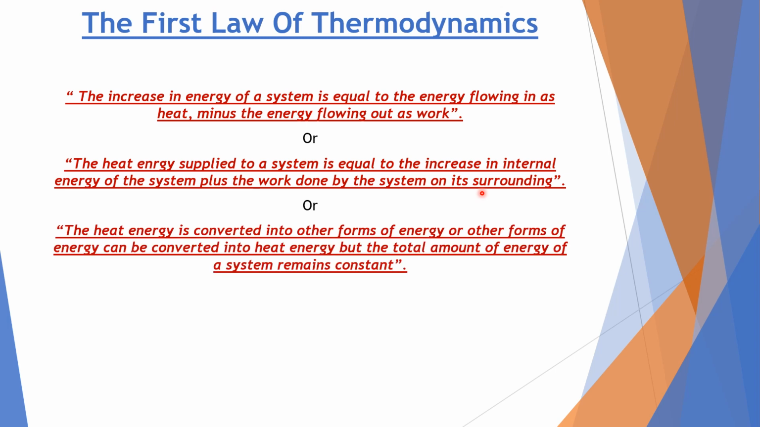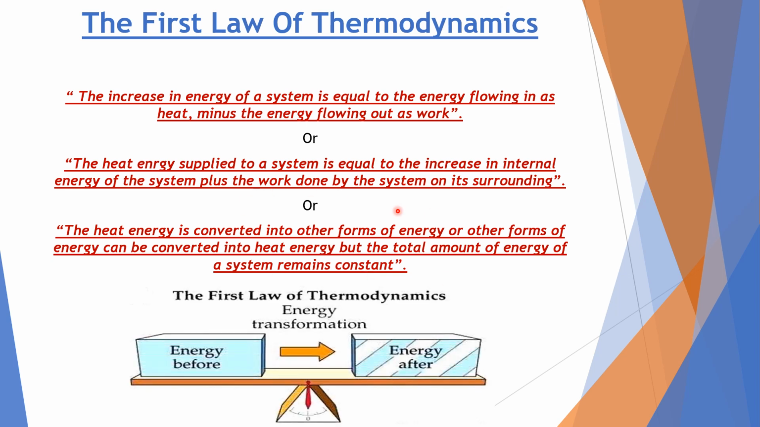Or we can state it in this way: heat energy is converted into other forms of energy, or other forms of energy can be converted into heat energy, but the total amount of energy of a system remains constant. So this is similar to the conservation of energy. Basically, in the first law of thermodynamics, energy transformation means that energy before the transformation and energy after the transformation should be equal or balanced.